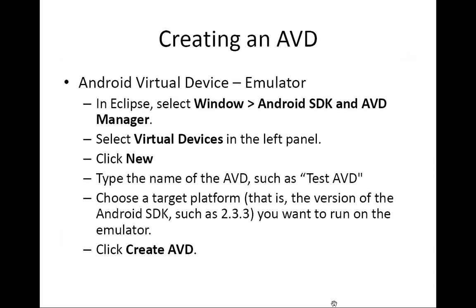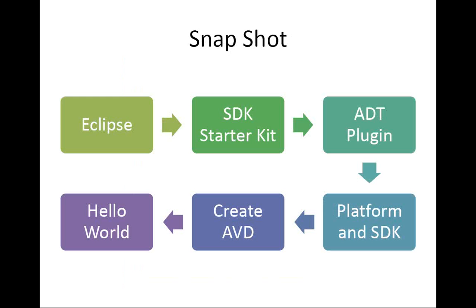So, getting the snapshot for installation, there are 5 steps to it before we get to our Hello World, which is basically you need to have your Eclipse, you need to put in your SDK starter kit, then install the plugin for Eclipse, use the SDK starter kit to get the latest platform and SDK, create a virtual device, and that's it. We are ready to get into our first app, or creating our first Hello World application.